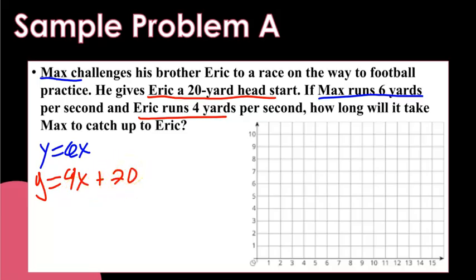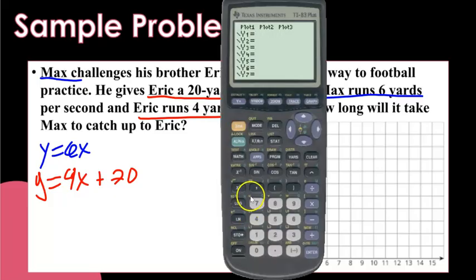Now on my coordinate plane that I have here, I would have to renumber the axes in order to fit this on here. So in order to do this one, I'm going to use my graphing calculator. I hit the y equals button, and the first one is 6x, so I hit 6 and the x. And then Eric, I have 4x plus 20. So those are my two equations. Now if I hit graph, you can see that they both cross somewhere around here.